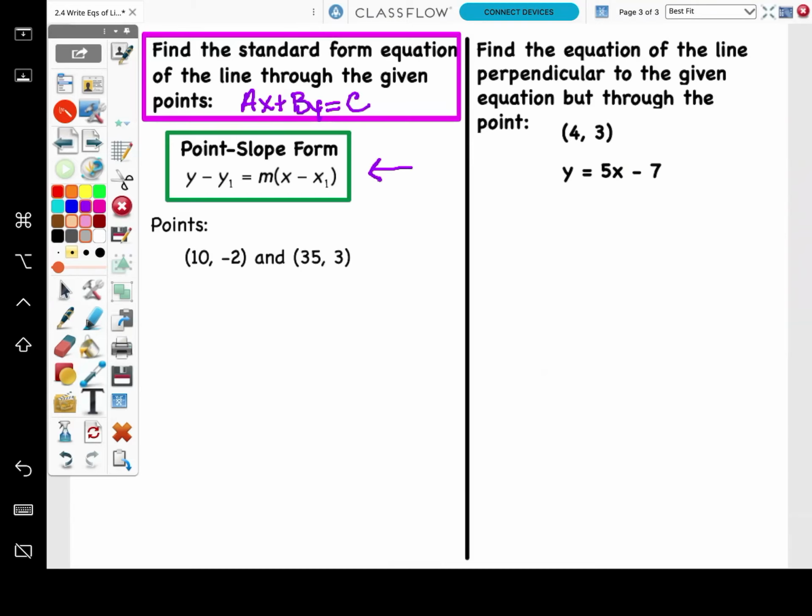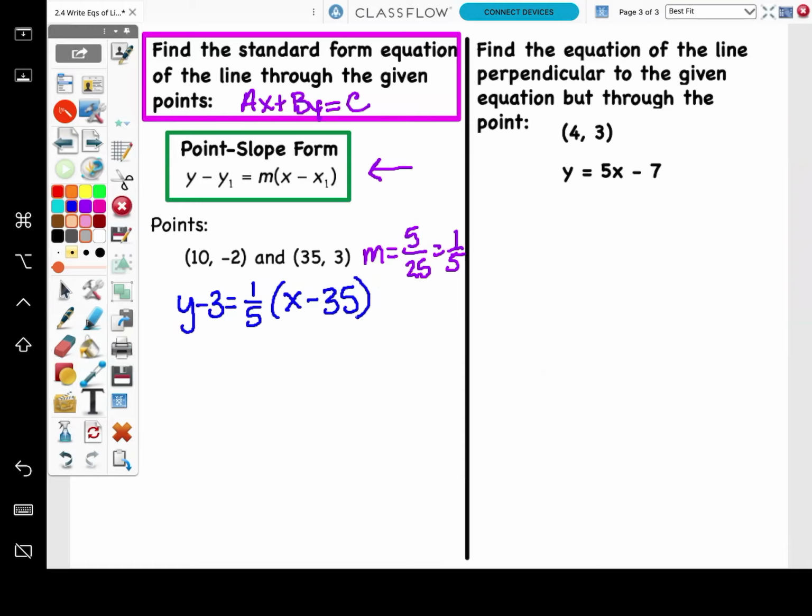So I'm going to figure out slope quickly. Doing some math in my head, 3 minus negative 2 is 5, and 35 minus 10 is 25. So I get a slope of 1/5. Okay, I'm going to start by writing this in point-slope form because I have a point and a slope. And again, choose your favorite point, doesn't really matter. So I'm going to write y minus 3, I'm going to choose that second one, is equal to 1/5 times x minus 35.